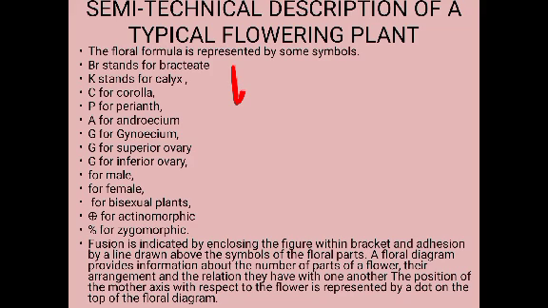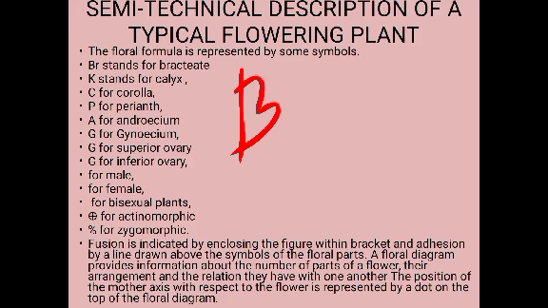You can see the letter Br, capital Br. If it is given, it denotes the flower is bracteate. What do you mean by bracteate? They have a small leaf-like structure near the pedicel, a small leaf-like green colored structure. If it is present, then we can say the flower is bracteate.